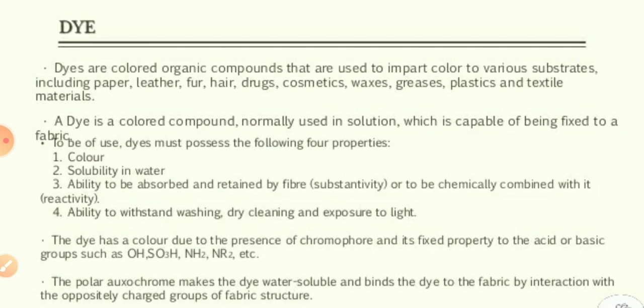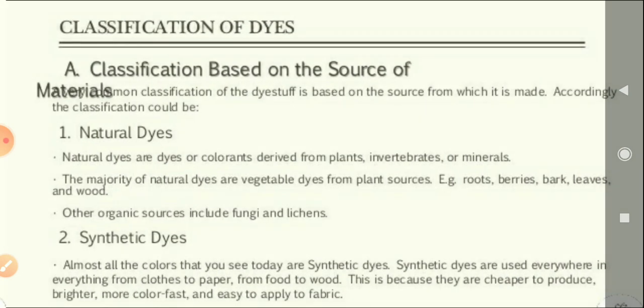The dye has a color due to the presence of the chromophore, and its fixing property is due to an acidic or basic group such as OH, SO3H, NH2, and NR2, etc. The polar auxochrome makes a dye water soluble and binds the dye to the fabric by interaction with the oppositely charged group of the fabric structure.